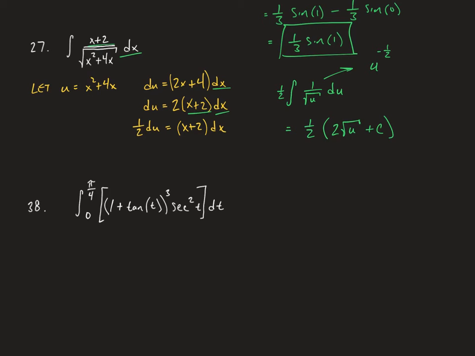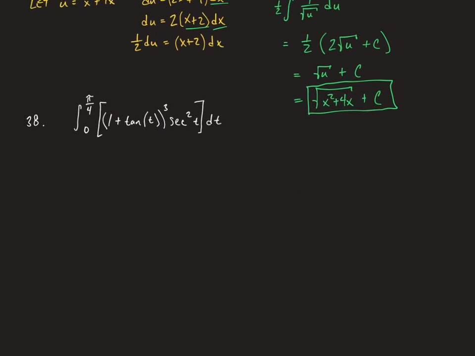I'm not going to be canceling anything here. And now I'm going to imagine that that 1/2 has been distributed to both terms inside the parentheses. So the square root of u plus c times 1/2, which is just c, because we didn't know what c was in the first place. The last thing I'm going to do is make sure that I replace my substituted value for u back into the function. So the square root of x squared plus 4x plus c, and that is my final answer.